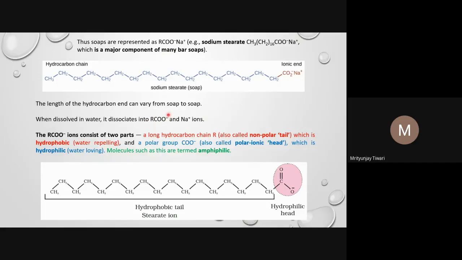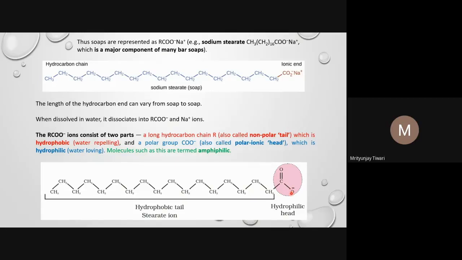Now, on dissolving in water, the sodium or potassium salt of the fatty acid will dissociate into the RCOO minus ion and the Na plus ion. So one can obtain the RCOO minus ion. This is the hydrocarbon part, which is called the hydrocarbon end or the tail. It is hydrophobic because it is non-polar, and this is polar, and so it is hydrophilic.